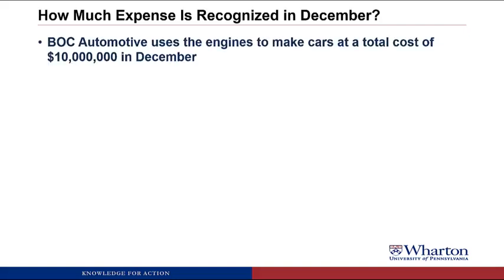BOC Automotive uses the engines to make cars at a total cost of $10 million in December. The answer is still 0. Now BOC has used the engines to make cars. We know how much the cars cost in total, but the cars are still product costs, and the cost won't become expenses until BOC Automotive actually sells some cars.